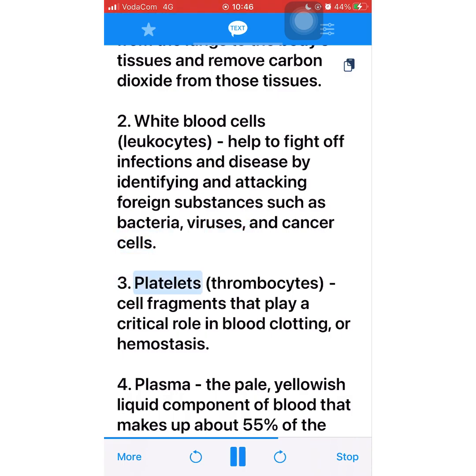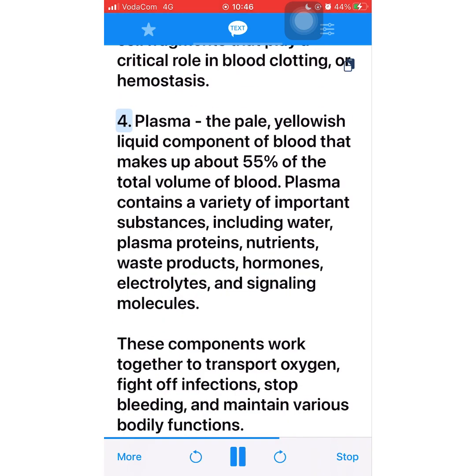3. Platelets, thrombocytes, cell fragments that play a critical role in blood clotting, or hemostasis. 4. Plasma, the pale, yellowish liquid component of blood that makes up about 55% of the total volume of blood. Plasma contains a variety of important substances, including water, plasma proteins, nutrients, waste products, hormones, electrolytes, and signaling molecules.